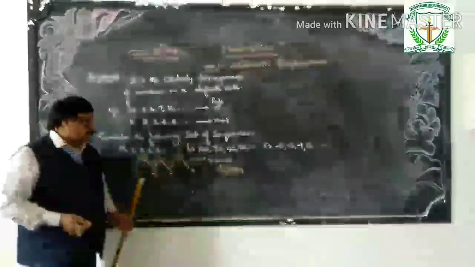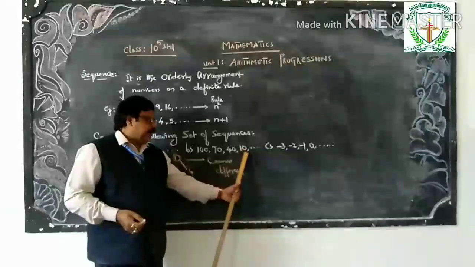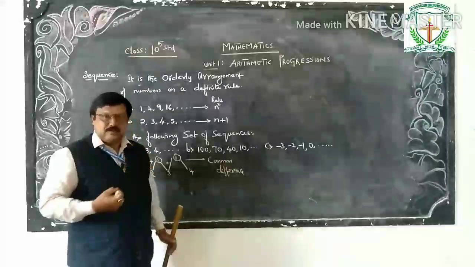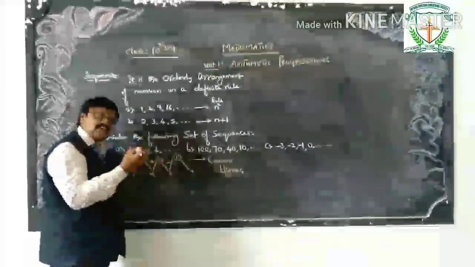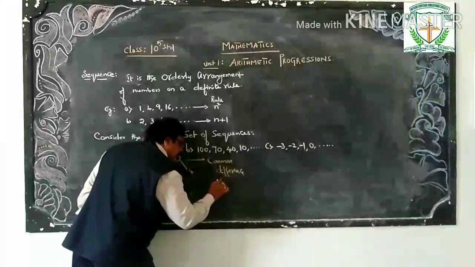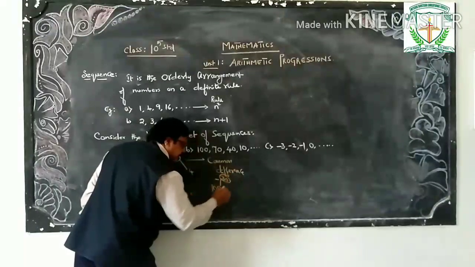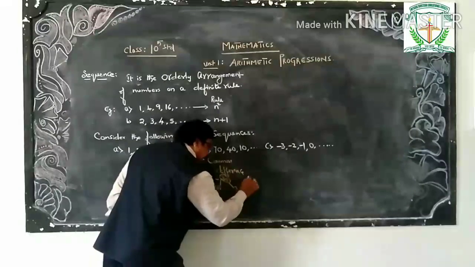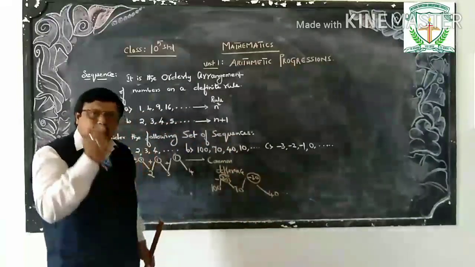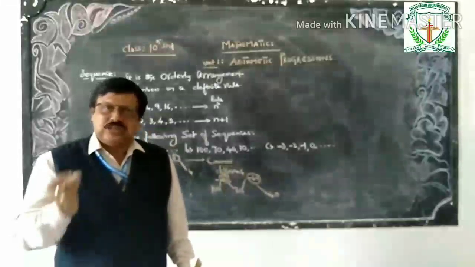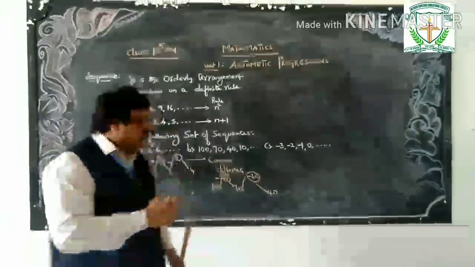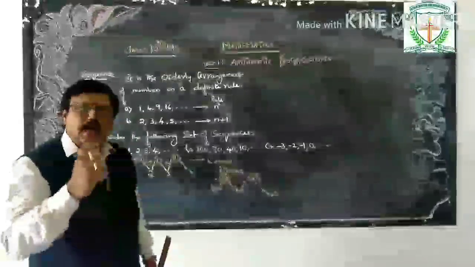The second example is 100, 70, 40, 10, and so on. Here, 30 is subtracted from each term. That is, each term is 30 less than the preceding term. 100 minus 30, you will get 70. Again minus 30, you will get 40, and so on. So here a common number is added or subtracted from each term, and then we get a sequence. That type of sequence is called an arithmetic progression.